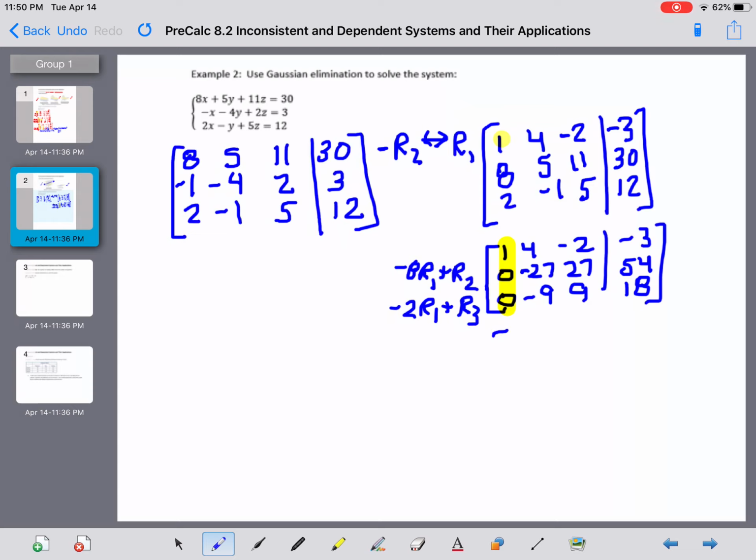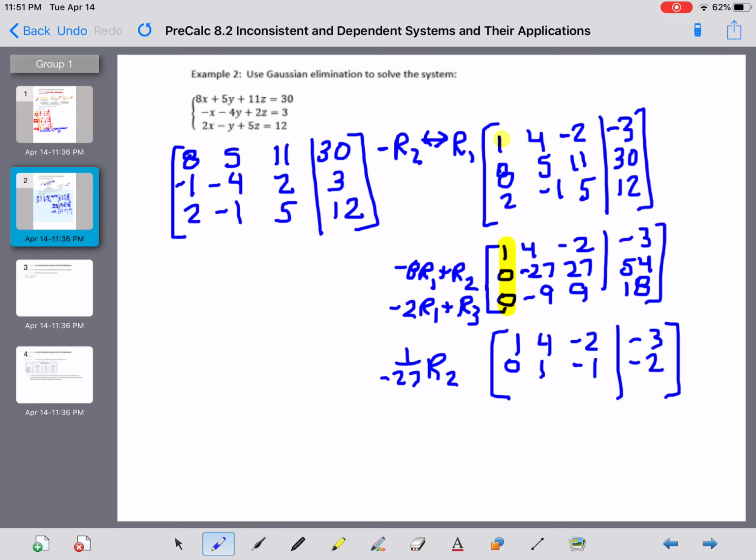I like my first row right where it's at. I'm going to take -1/27 times row 2 for this next move. It's really just dividing by -27. 0 divided by -27 is 0. -27 divided by -27 is 1. 27 divided by -27 is -1. And 54 divided by -27 is -2. And then I'm going to copy the third row down for right now.